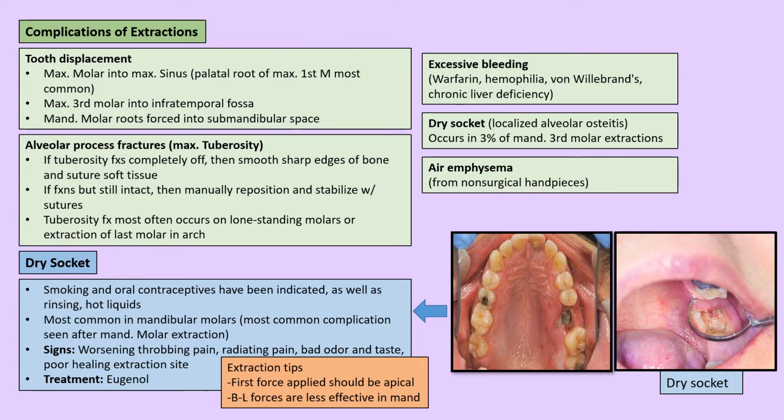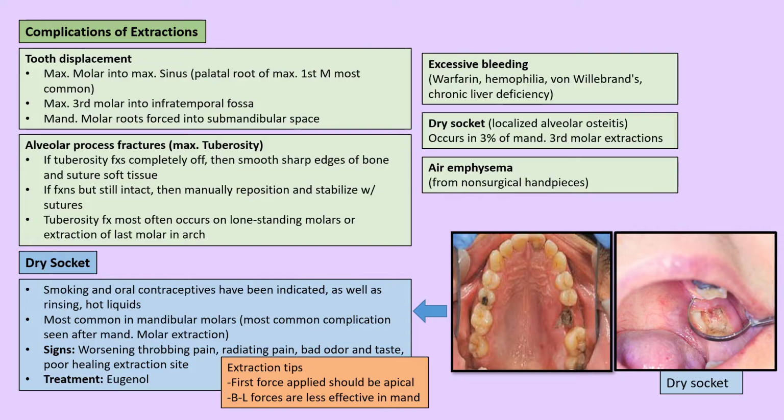Okay, so now here we see the complications of extraction, that is anywhere from tearing of the flap, puncture wounds, formation of an oroantral fistula, root fracture, tooth getting displaced, injury to the adjacent teeth, fracturing the maxillary tuberosity, and trauma to the nerve.